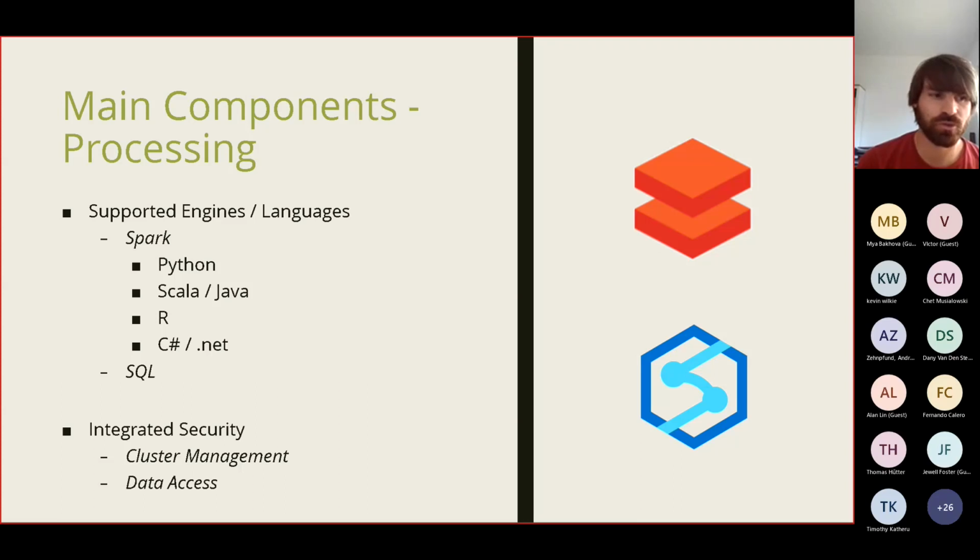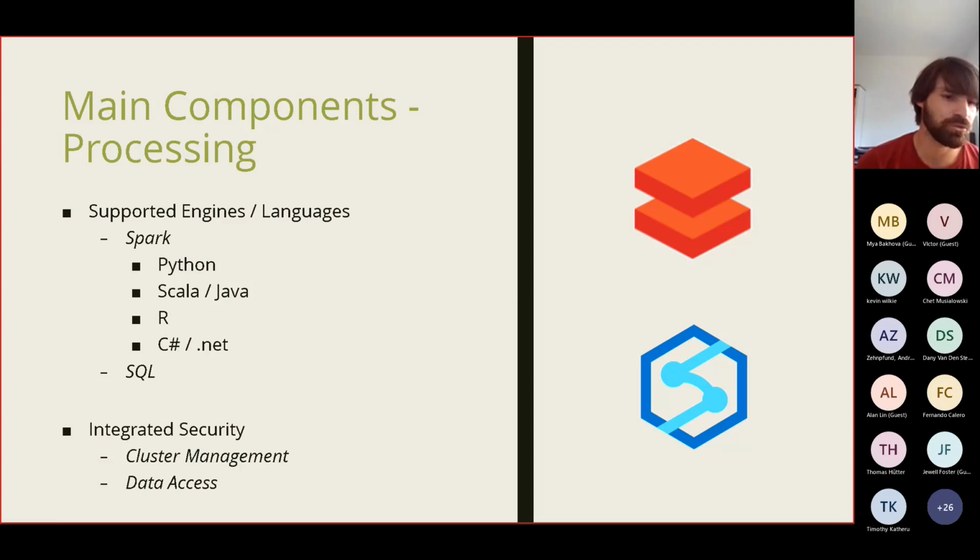As we are dealing with a lot of different personas, being data engineers, data scientists, data analysts, it's very important to have a proper security mechanism also in the processing engines. This is important for cluster management, because you don't want everyone to be able to just spin up any cluster, because then your junior analyst goes there and spins up a 100-node cluster. That's probably not something you want. So that's why security in general is pretty important.